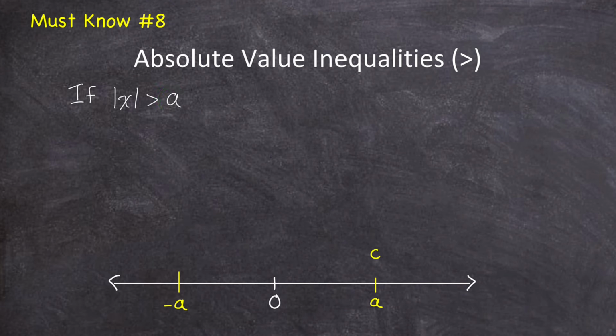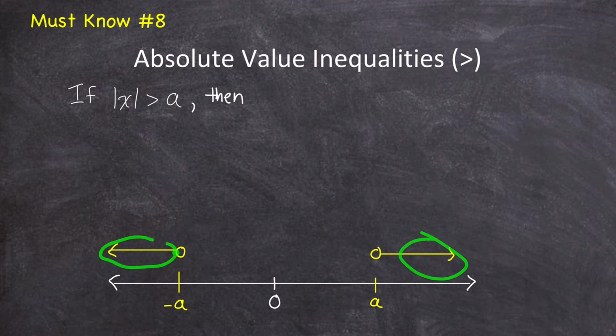Well, any value that is greater than a, or any value that is less than negative a, would have an absolute value, or distance from 0, that is bigger than a. So when solving this type of inequality, there are two intervals to consider. X would either have to be greater than a, or less than negative a. Any x value on either of these sections would have a distance from 0 that's greater than a.